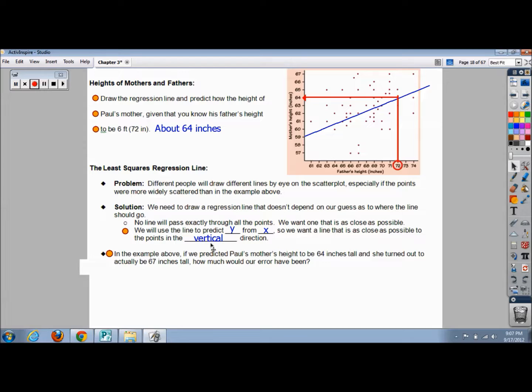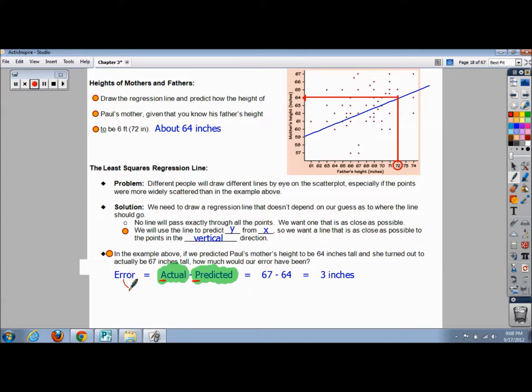In the example above, if we predicted Paul's mother's height to be 64 inches tall, and she turned out to be actually 67 inches tall, how much would our error have been? Okay, we thought she was 64, she's really 67, we were 3 inches off. And this is going to be a topic we're going to talk about more eventually. Now, the one thing you will have to remember is which way to subtract this. Your error is going to be the actual value minus what you predicted that value to be. And one easy way people have remembered this in the past is that you are in AP statistics, so it is always the actual A minus the P predicted.